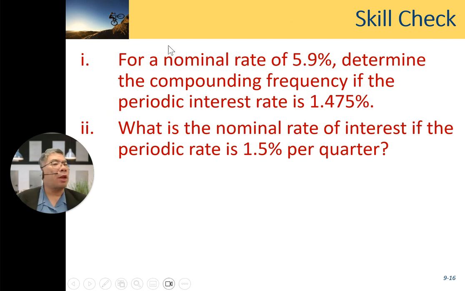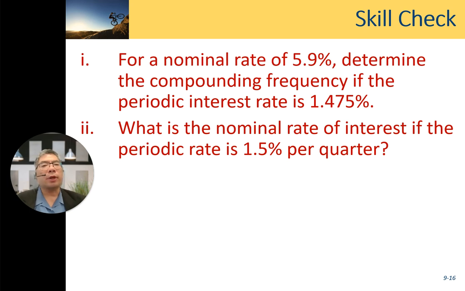Okay, and then look at this skill check. Number 1: for nominal rate 5.9%, determine the compounding frequency if the periodic interest rate is 1.475%. Number 2: what is the nominal rate if the periodic rate is 1.5% quarterly? For number 1, the answer will be M equal to 4. Okay, for number 2, the answer will be 6% quarterly. Okay, 1.5 times 4, which is 6%.